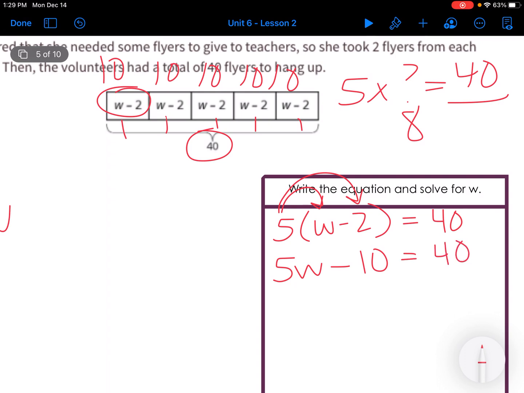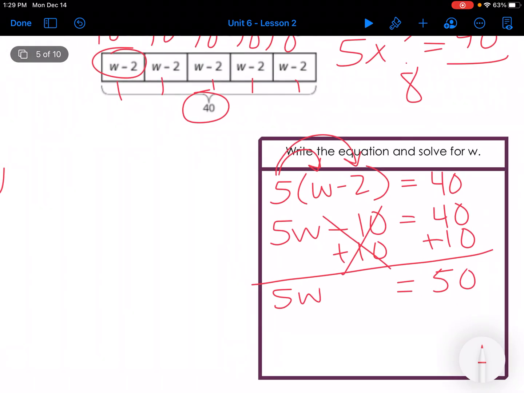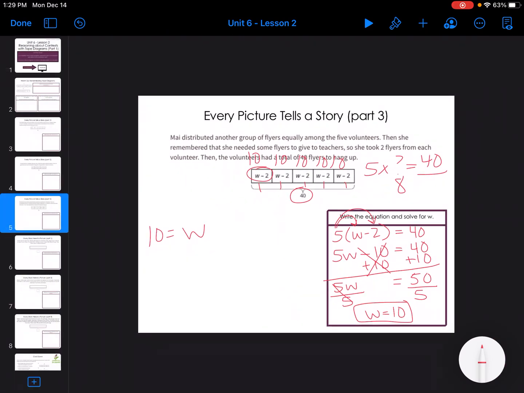So now to zero out, I'm going to add 10 to each side because I want to create a 0 pair. So negative 10 and positive 10 make 0, and I'm left with 50 and 5W. So now I have to figure out what it is for 1W. So I want to divide by 5 because the opposite of multiplication is division. And I'm left with W equals 10. So either strategy will work.